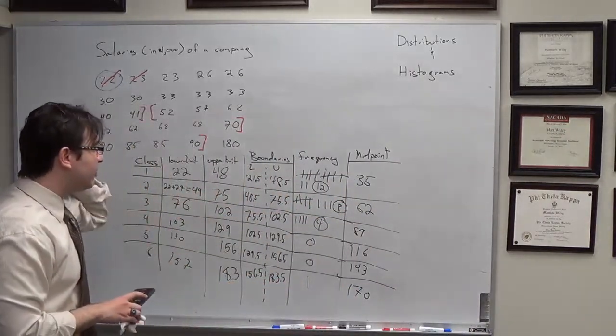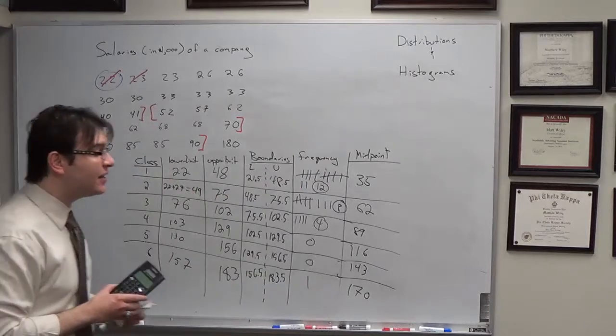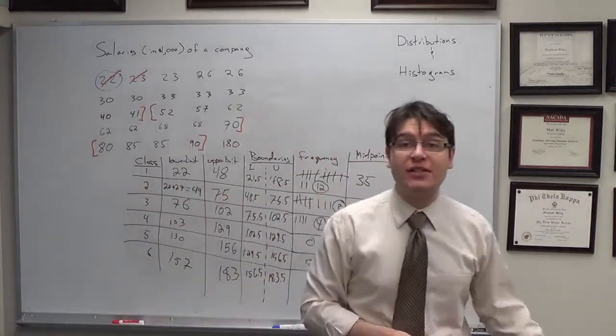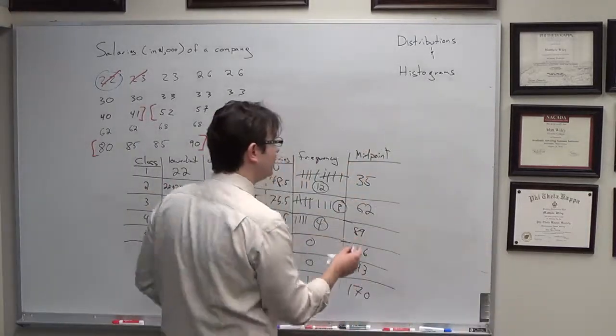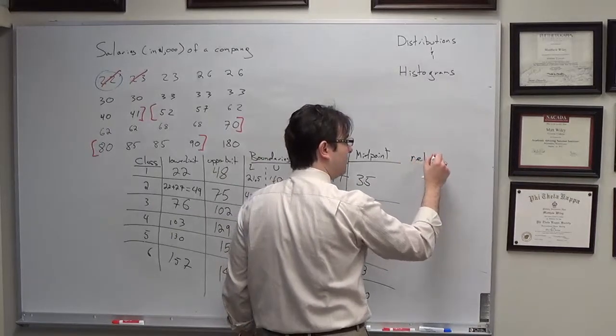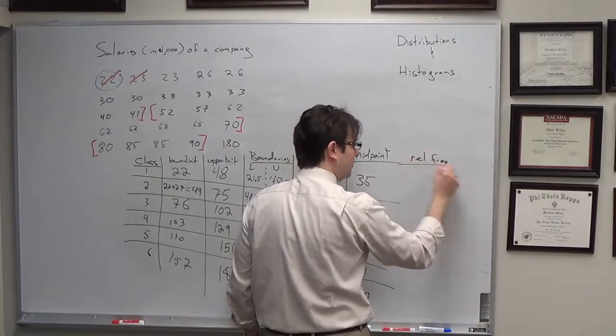Okay, we've got midpoints, we've got frequency. There's one last thing I'm going to do. It's called relative frequency, and then I will have my table done. Relative frequency.